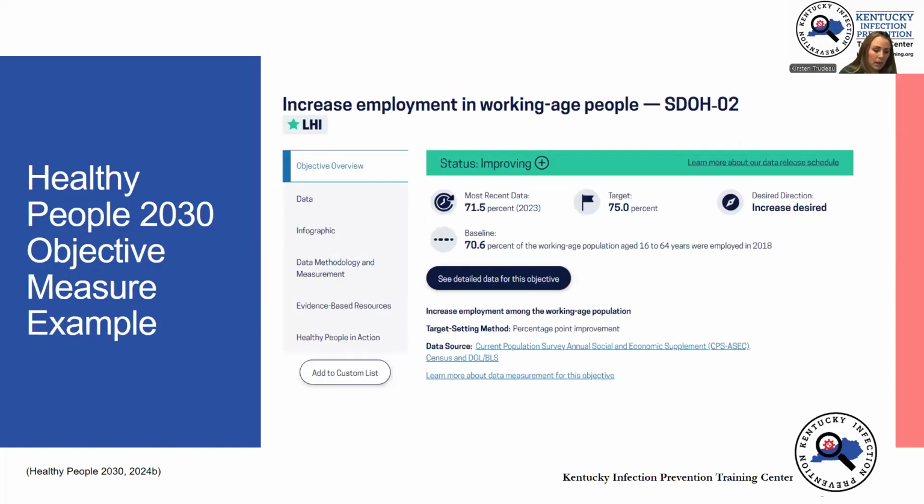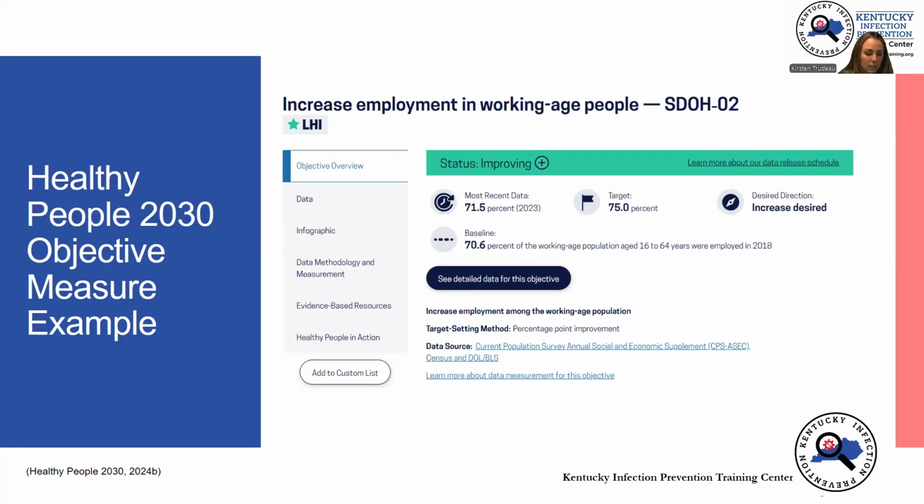So just pulling one out, I pulled out this leading health indicators so that you could see the more granular data with it. Within these objectives, you can go in and see the baseline, the most recent, and then the target goal for each of the objectives to understand where they're getting those numbers of improving, not changing, or worsening.